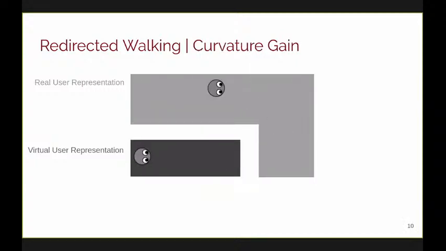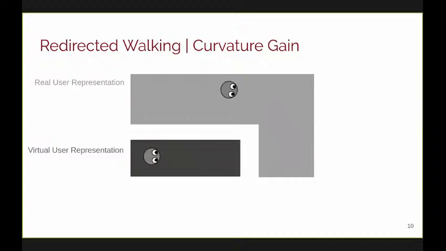And curvature gain is slightly different. Curvature gain works by introducing a rotation to the virtual user's point of view as they walk forward. And if this rotation is small enough, the user will accommodate for this by rotating their body the opposite direction of the induced rotation, effectively having the physical user walk on a curve.